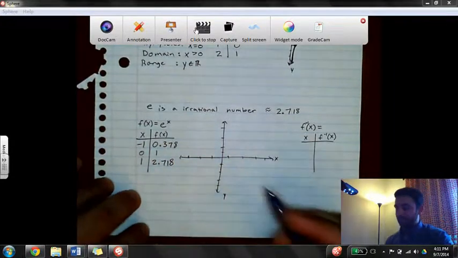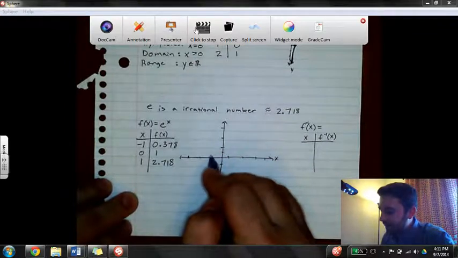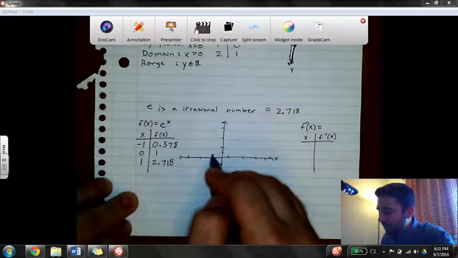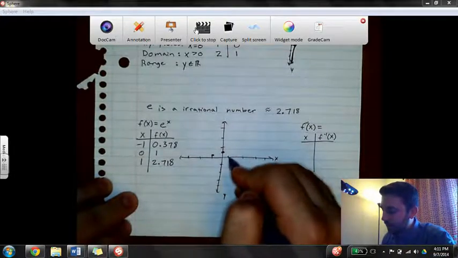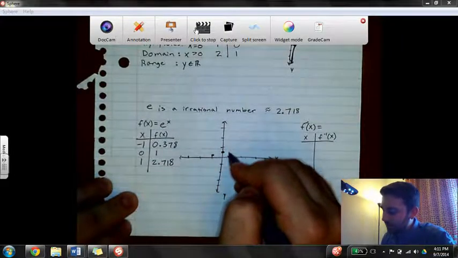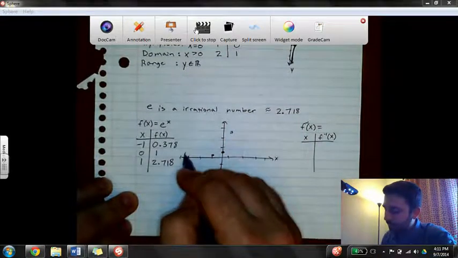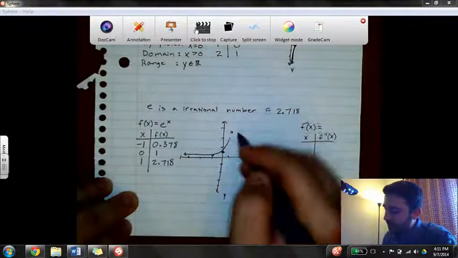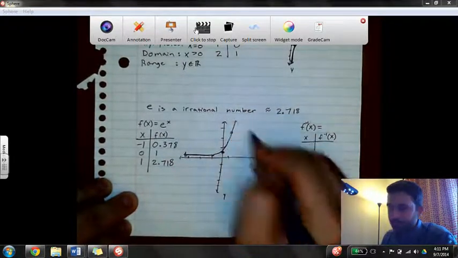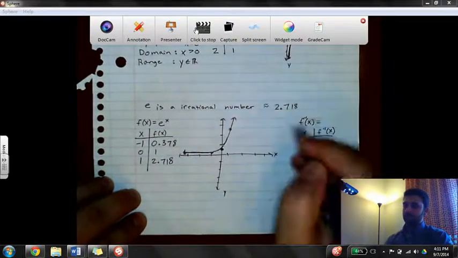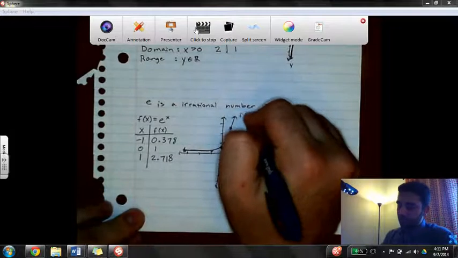This is me rounding. So at -1 I'm going to plot a point approximately at 0.378. At 0 plot a point at 1, and at 1 approximately 2.7, which is close to 3. Since e to the x is an exponential function, it does follow the exponential curve. And that's my function e to the x.